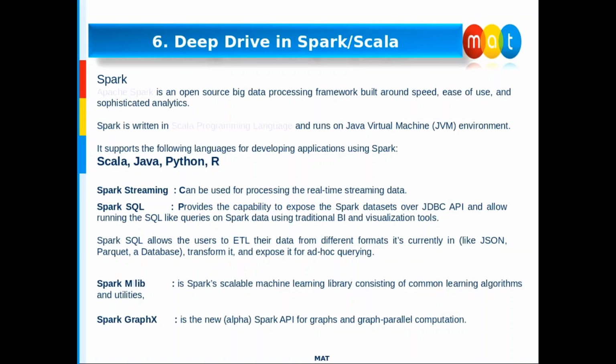From a technology point of view, whatever Microsoft achieved in 25 years, Databricks achieved in 5 years. Not from a revenue point of view, from a technology point of view. They are more advanced. If you go through their videos and their site, you will come to know what is happening there.